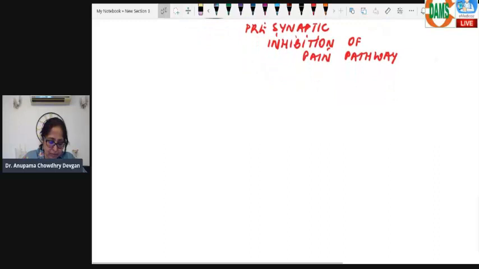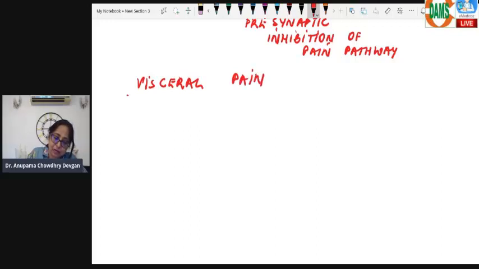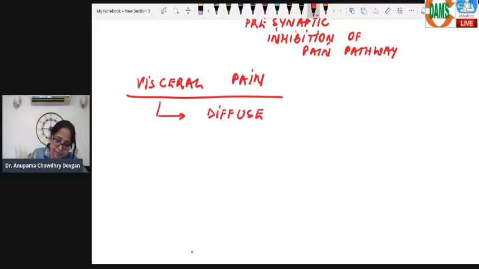Now, 2-3 important points. When you look at what you understand by visceral pain, right? Visceral pain. Now what we've discussed up till now is the somatic pain that is arising from the soma, from the skin. This is visceral pain, which arises from the viscera. Now, visceral pain is very diffuse. It is very, very poorly localized, right?